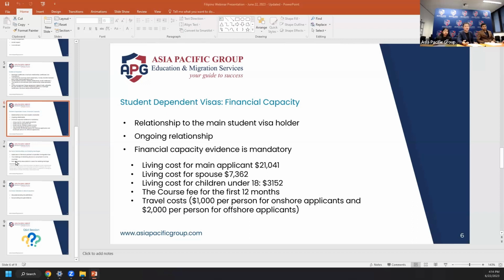For example, if you are studying commercial cookery, the first year is Certificate 3 in commercial cookery at approximately $9,000. You have to add that $9,000 into this formula. Last thing is you have to prepare a traveling cost. If you are inside Australia, it's $1,000 per person. If it's outside Australia, it's $2,000 per person. So that's the ticket you have to prepare.